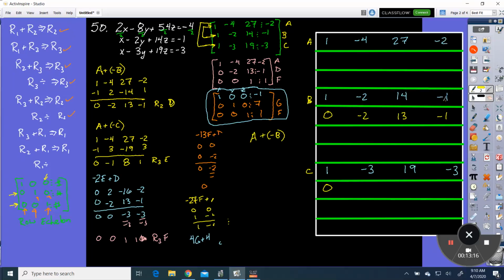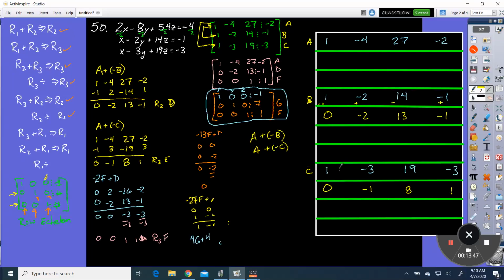Okay, so if you wanted to think of it this way, you just went like this and changed all those signs. So I'm going to do the same thing now. I'm going to go A plus a -C. Really, so I'm just going A minus C. So 1 minus 1, -4 minus a -3, that turns into a +3. 27 minus 19 is 8. -2 minus a -3 is 1. Okay, so that's what I've done so far.